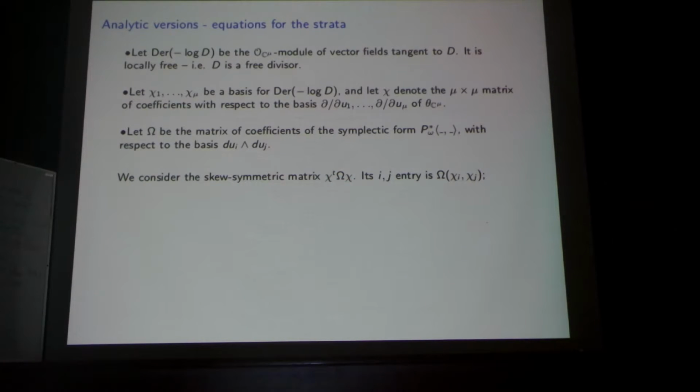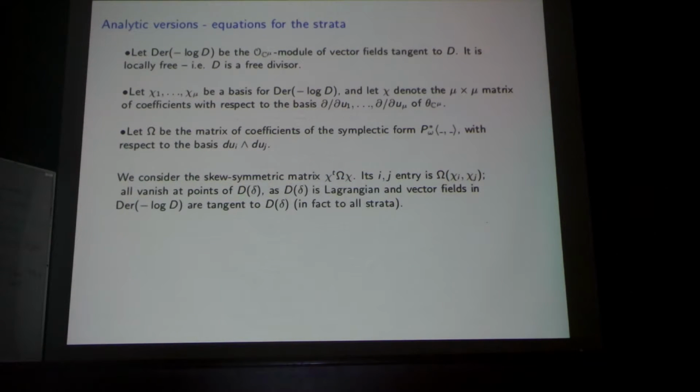What is clear is that the ij-th entry must vanish at points of the delta constant strata, because D_delta is Lagrangian, and the vector fields in Der(-log D) are all tangent to D_delta. So Der(-log D) is the vector fields tangent to the discriminant, and therefore they're tangent to all of its naturally defined geometric strata, and in particular they're tangent to the delta constant strata.